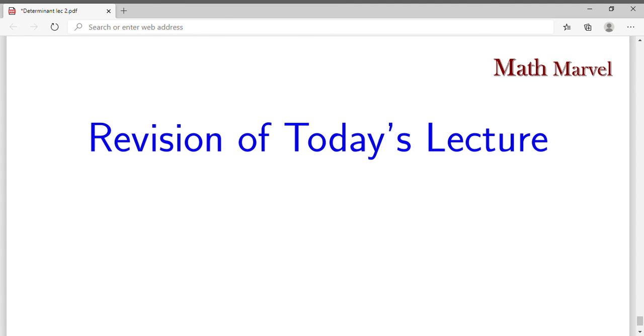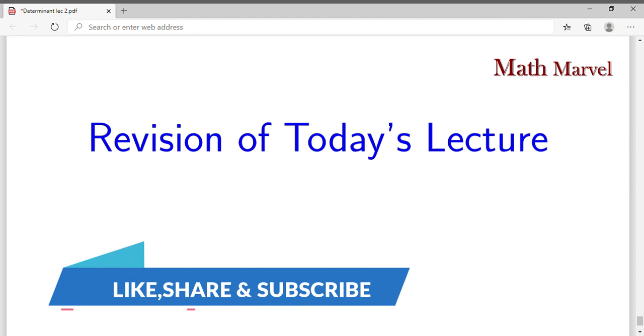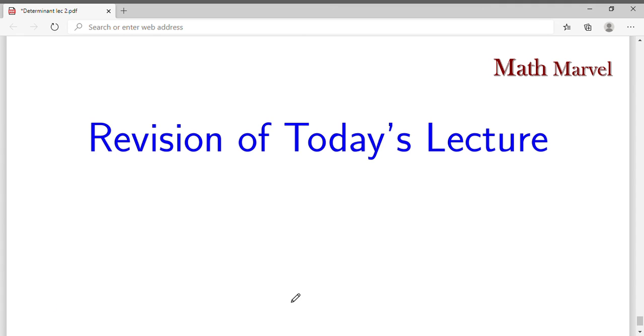Now it's the revision time. We have to revise what we discussed in today's lecture. First we learned how to evaluate the determinant of order 1, order 2 and order 3. In order 1, whatever element is given in the matrix is the value of the determinant. This is only for order 1. Then we discussed how to evaluate the determinant of order 2.